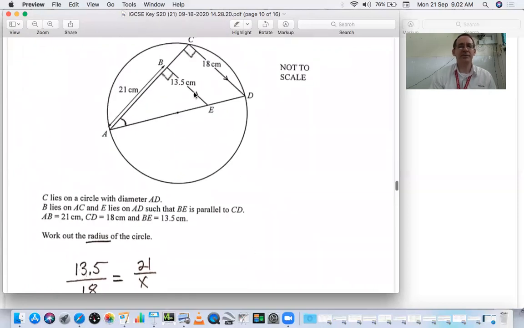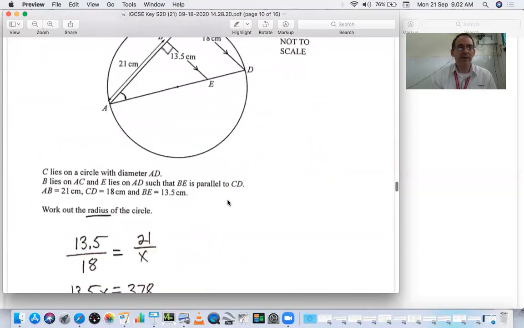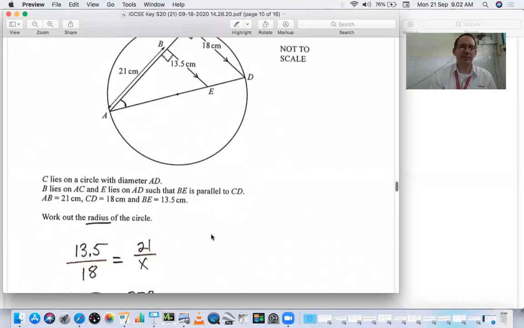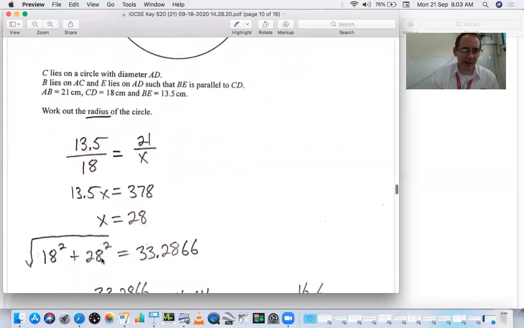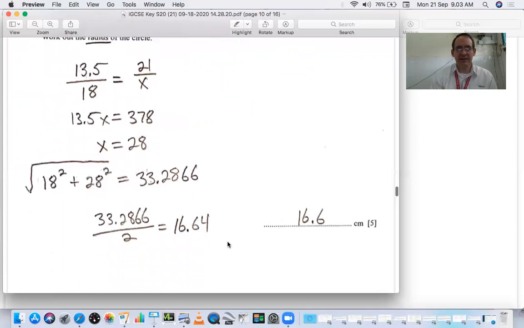Then, because this is a right triangle, for this big one, because we want to find the radius, we can do the Pythagorean Theorem to get the whole diameter. So the square root of 18 squared plus 28 squared gives a diameter of 33.28, and then divide it by 2 to find the radius, which gives us 16.6.